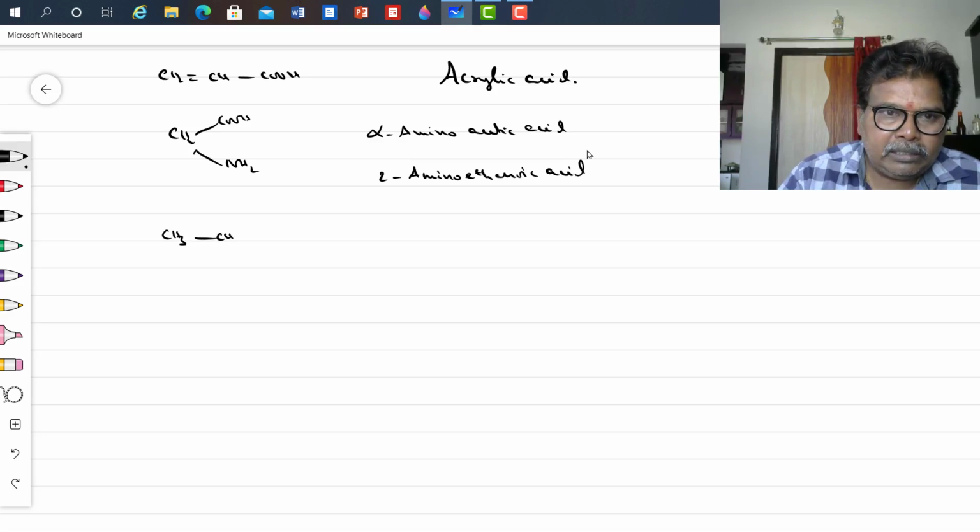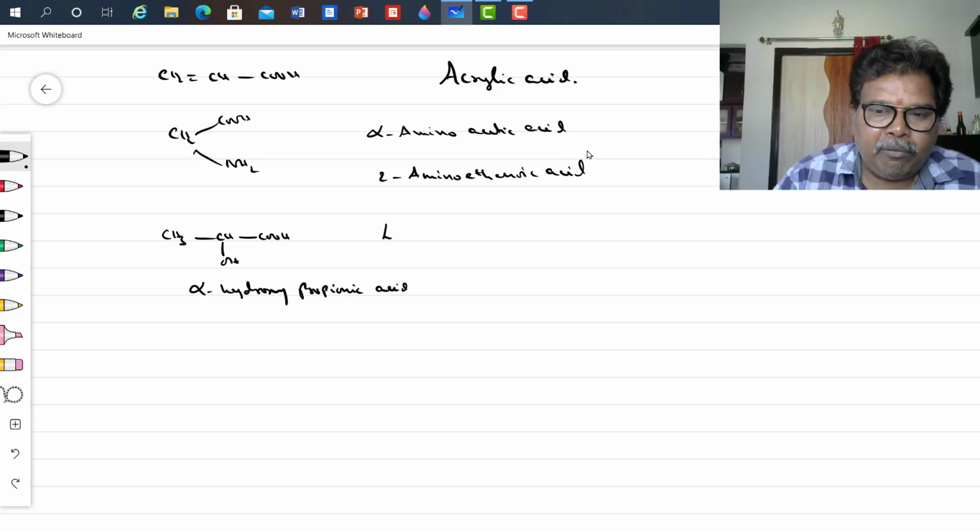CH3 CHOH COOH. This is called alpha hydroxy propanoic acid, alpha hydroxy propionic acid. The important common name for this is lactic acid. This is called lactic acid.